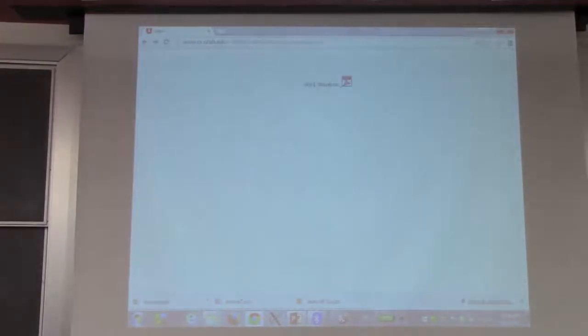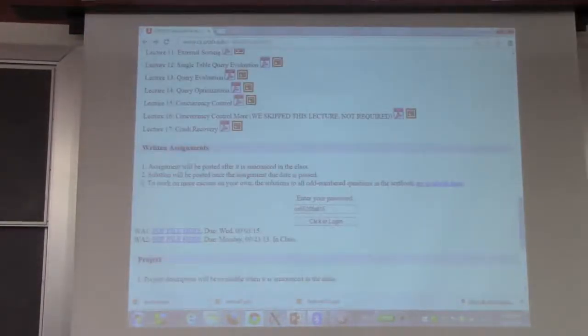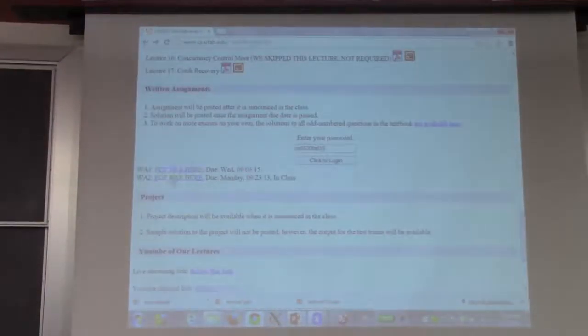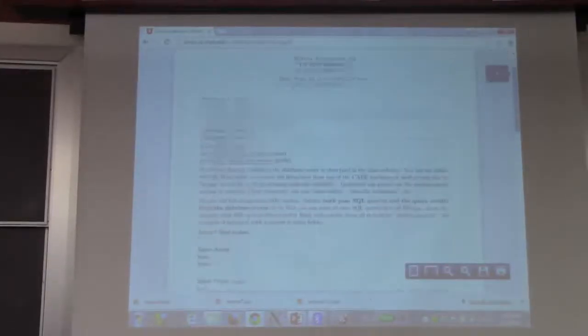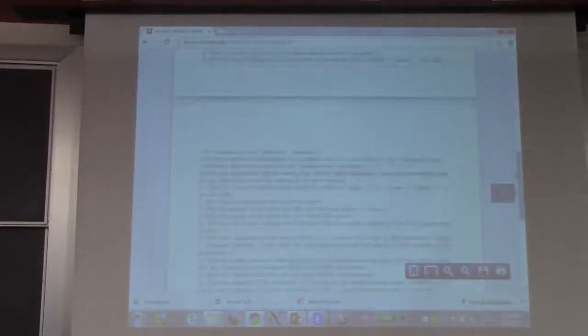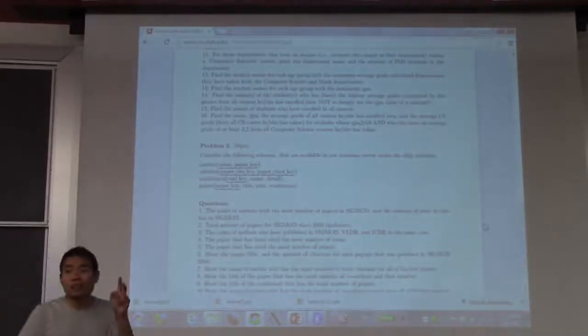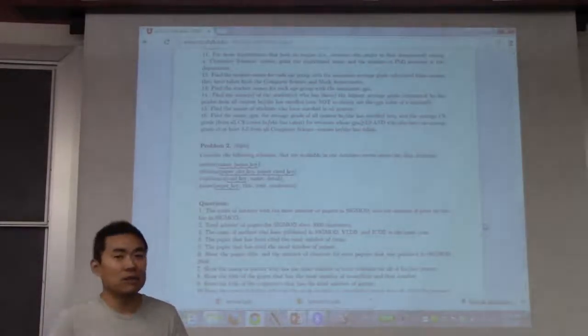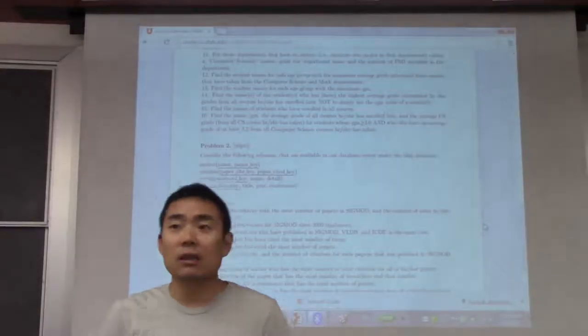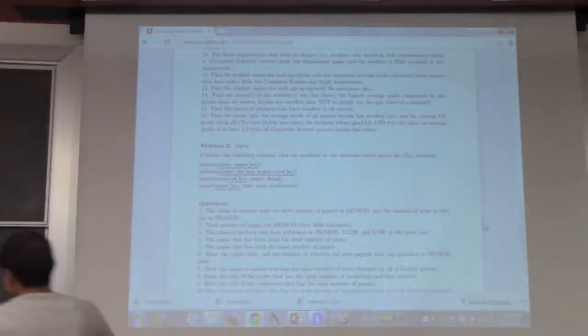I also have just released homework two. Give you a quick look at this homework. Homework 2 has two problems. Both of them are SQL queries. The first one has 16 SQL queries, and the second one has another 10 SQL queries. The first one is on this database.